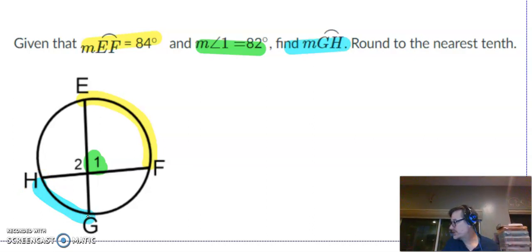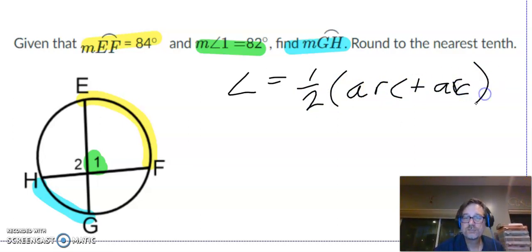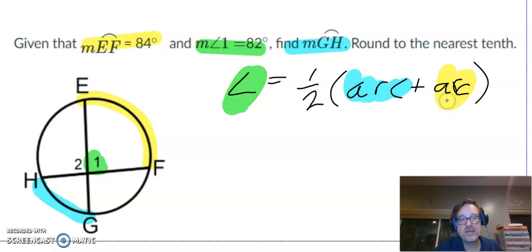What tells me how to set this one up is that the angle is inside the circle, and we have 2 arcs. Anytime that is the situation, I know angle equals half arc plus arc. So when I set this up, my angle is in green. One of the arcs that I want to find is blue, and the other arc is yellow. So let's go ahead and just put in our numbers.